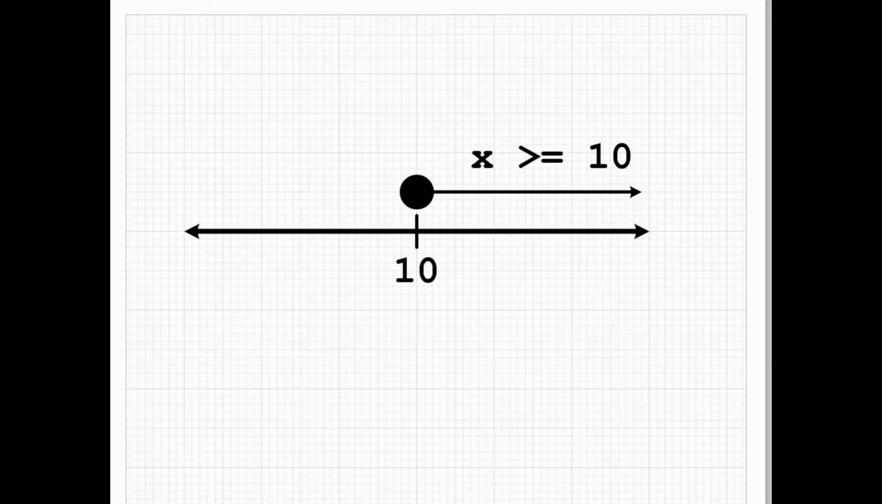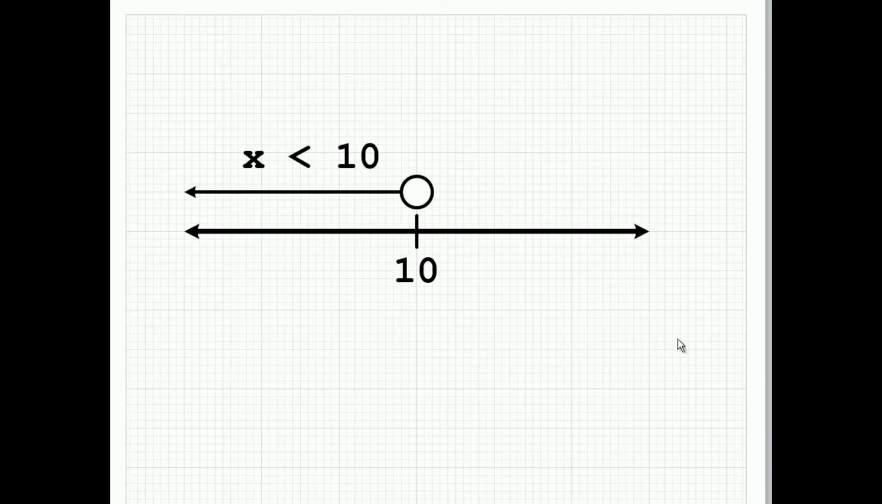Now let's look at the expression x greater than or equal to 10, which is written with the operator greater than or equal, a greater than sign followed by an equal sign with no space between them. The circle over the 10 is filled in because 10 is included in the set of values for which this expression will evaluate to true. This expression is true for x equal to 10, or any value of x greater than 10 or to the right on the number line.